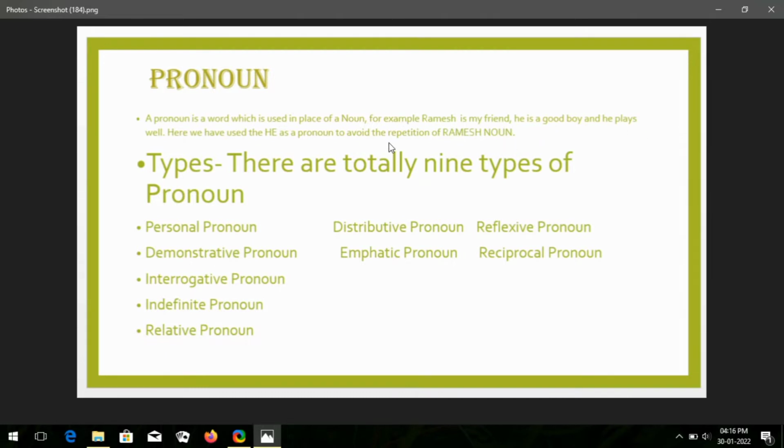What we will do here is that instead of using Ramesh again and again, we'll use a pronoun. In the sense, he is a pronoun. He is playing the role of a pronoun over here. Like we can say, he is a good boy and he plays. Fine. So I hope you are getting it, students. And here we have used he as a pronoun to avoid the repetition of the noun Ramesh. Fine. And let's talk about the types of pronoun.